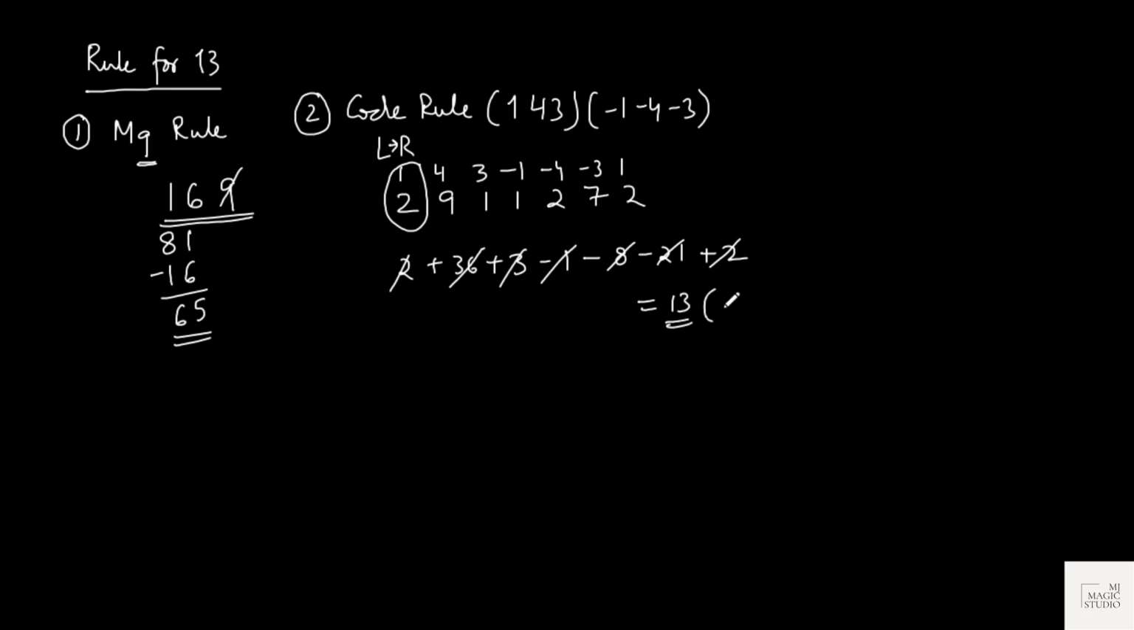So either we should be getting 0 or a multiple of 13, then the entire number is divisible by 13, and this is the best rule for 13.